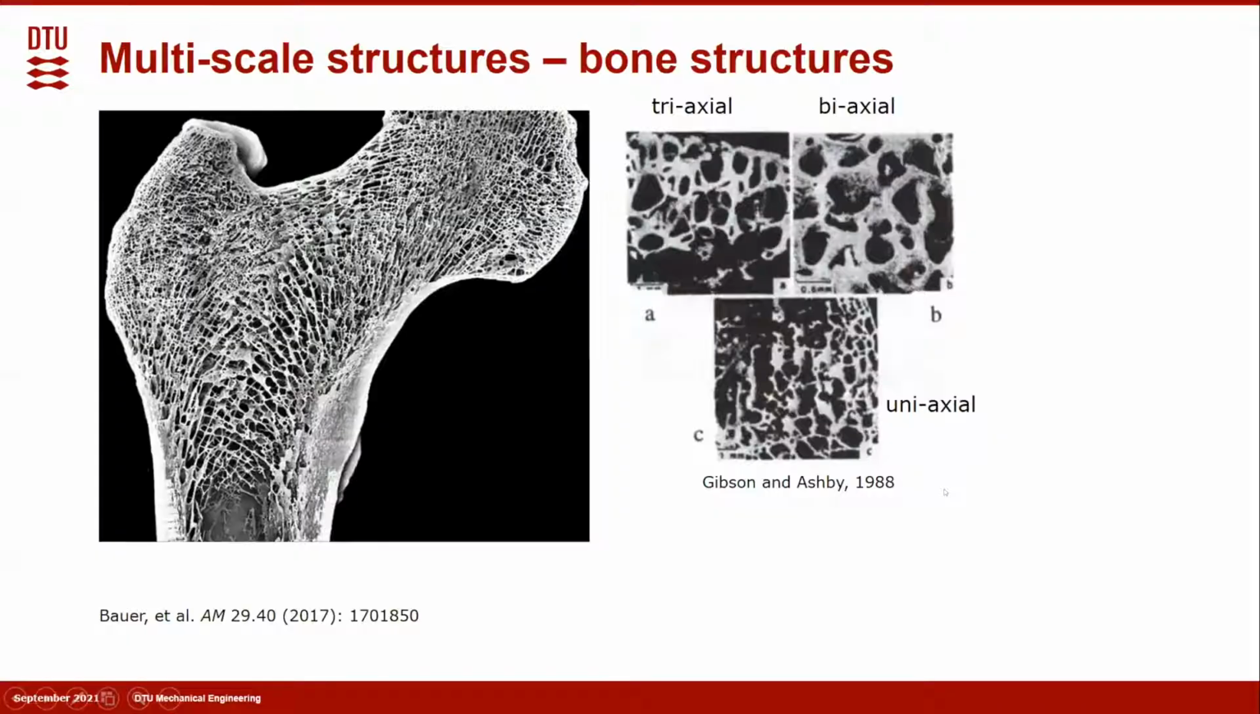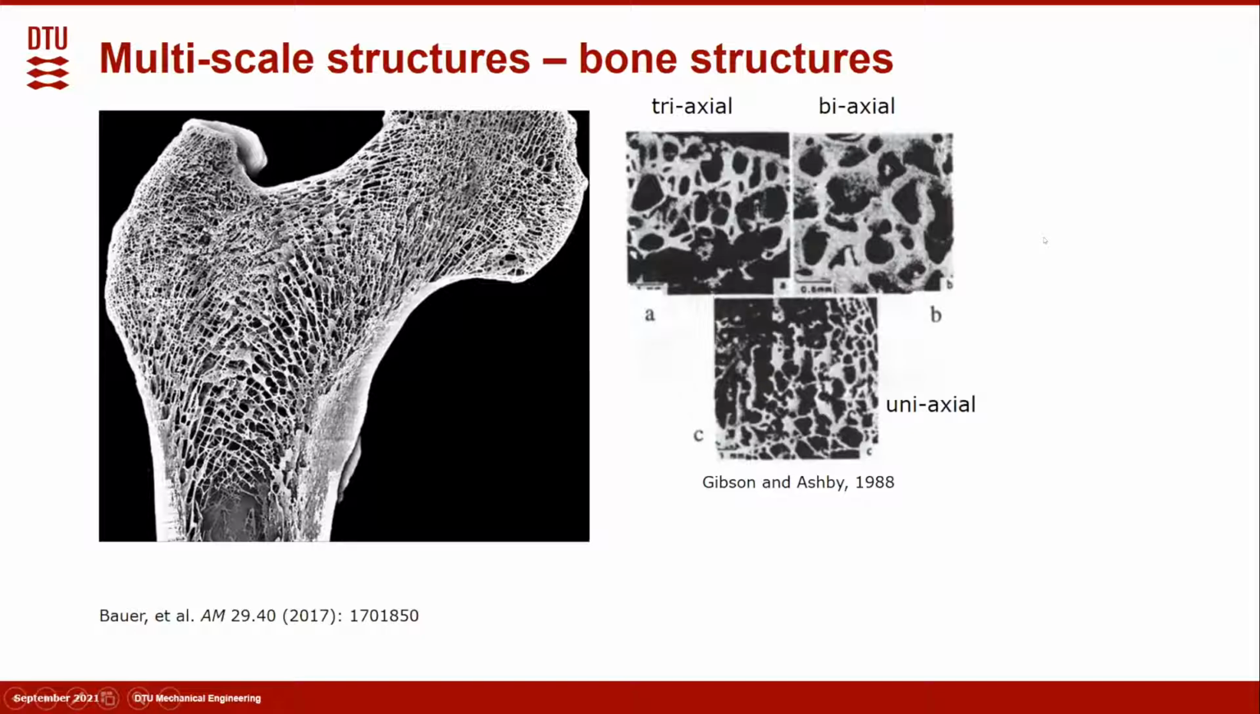There are many multi-scale structures in nature. One example is the bone structures, as shown by this image. For different loading conditions, bone has a different microstructure, shown by this image.